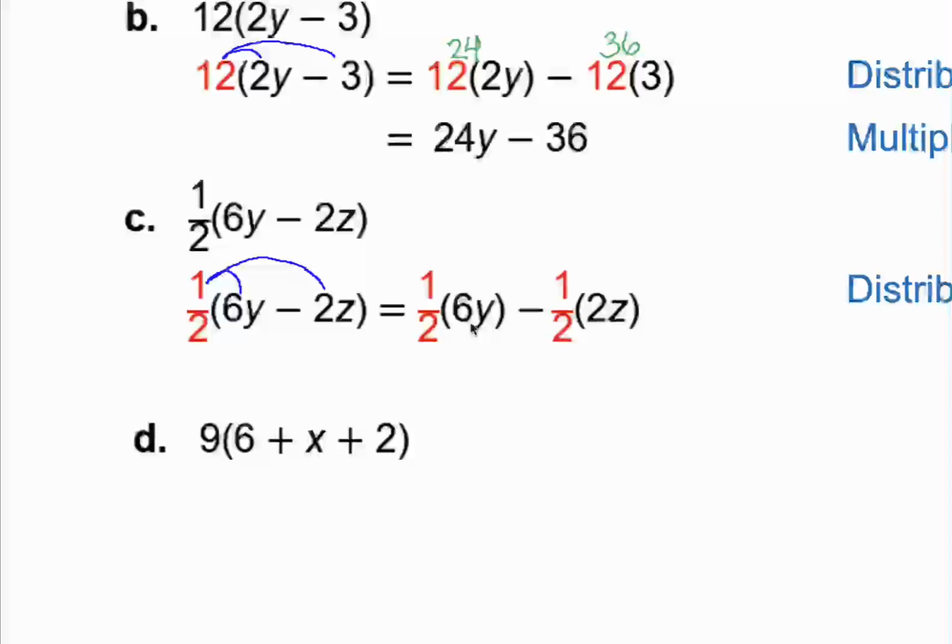Half times 6 equals half the 6, 3. And what is half the 2? Half the 2, 1. Great. Now, we need to write the expression. What is the coefficient of y? What's the number before y?